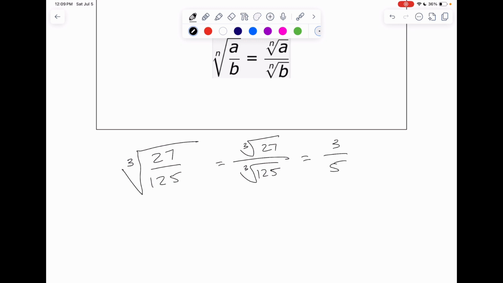Another way to think about this is if I have them separate, I can put them together. Say I have the square root of 4 divided by the square root of 2.